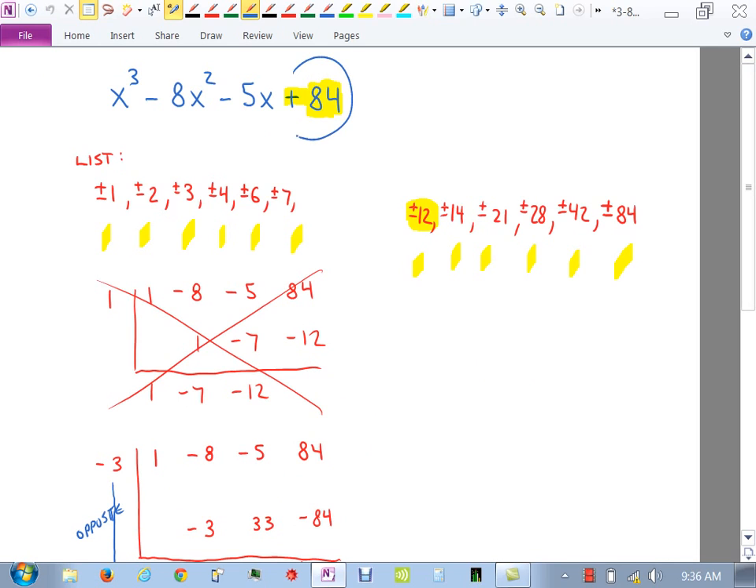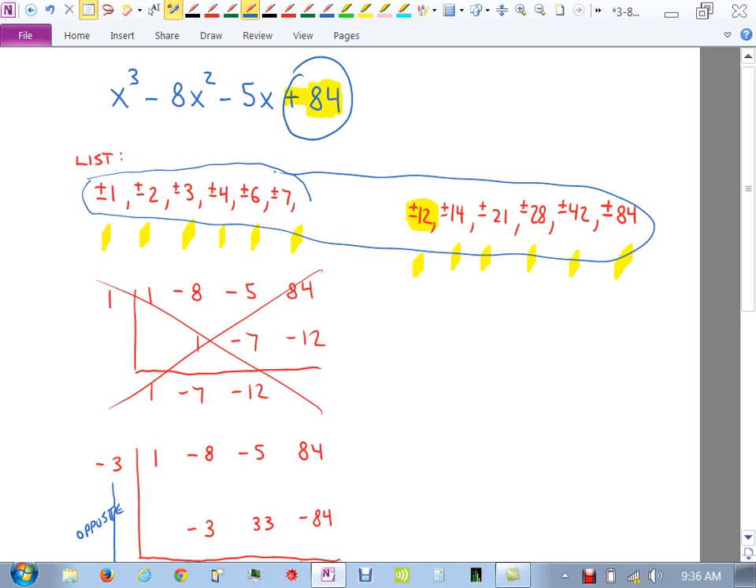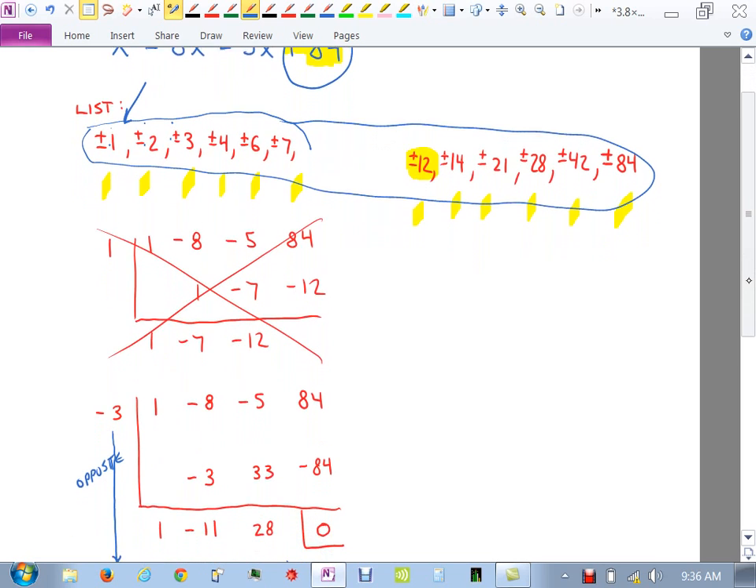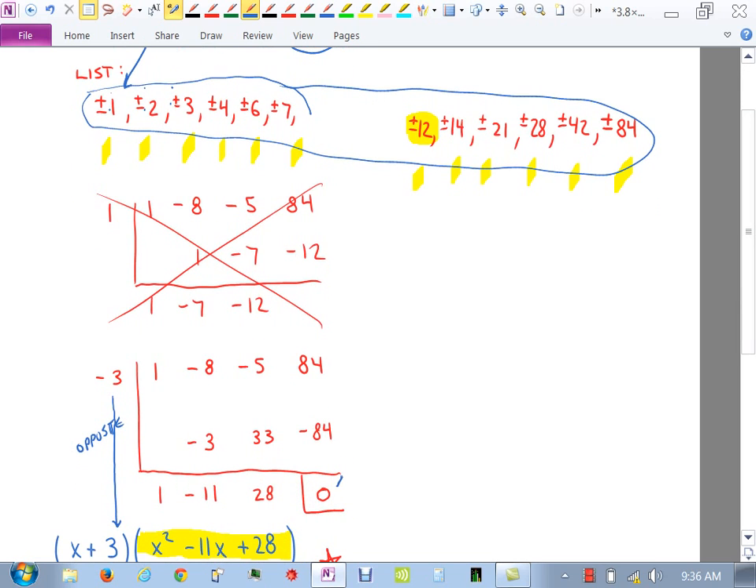So we look at 84 in the back. We write down all the factors of 84. Here they are. All of these and all of these. Those are all the numbers that divide into 84 evenly, positive and negatives. And then we go through and we start checking them. And always start at the smallest number. Do 1, -1, then 2, -2, 3, -3. And you want to do it until you get to a 0 remainder. That means a 0 down here. You want that to be 0.